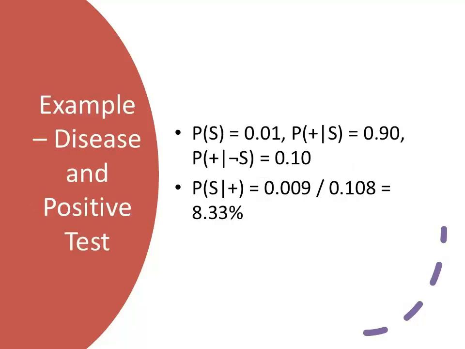Suppose 1% of a population has a disease. The test has 90% sensitivity and 90% specificity. When a randomly selected person tests positive, we want to know the probability they actually have the disease. Bayes' rule shows that despite a positive result, the chance of truly having the disease is only about 8.3%.